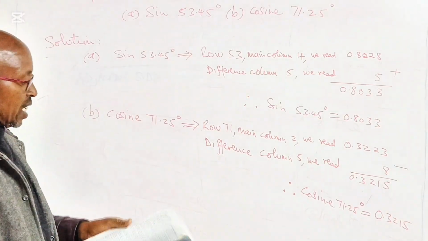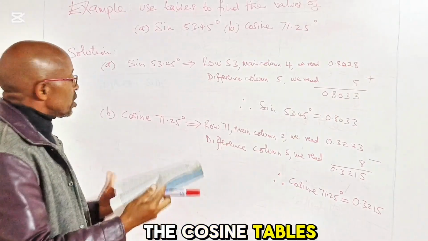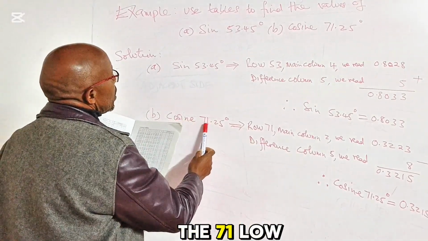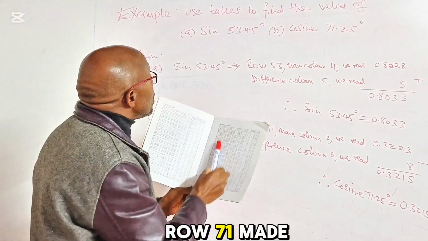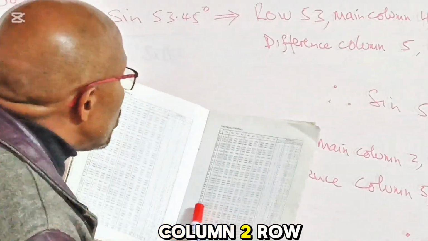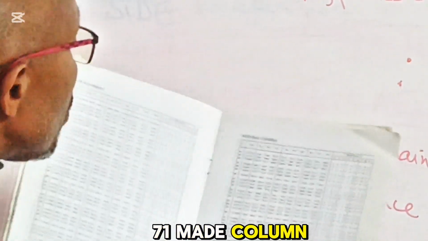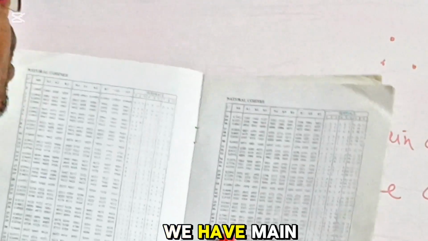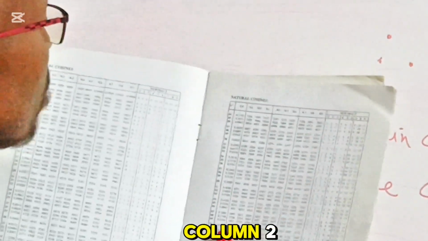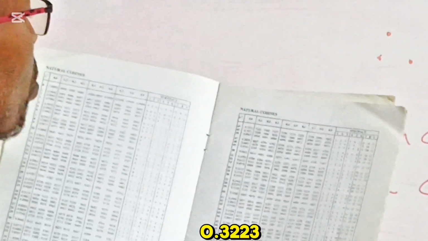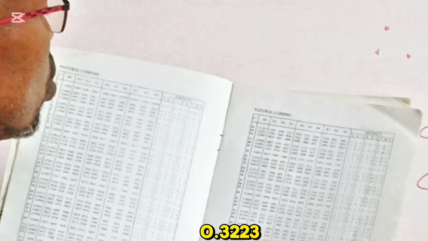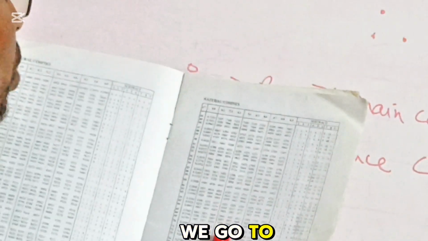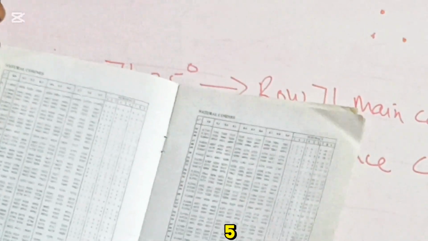71.25 degrees. We go to the cosine tables. We go to the 71 row. Row 71, main column 2. We have main column 2, we have 0.3223. And following the same row, we go to the difference column where we have 5.